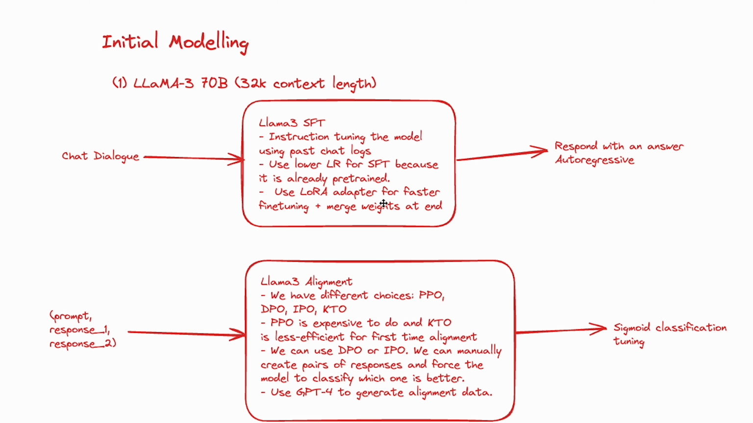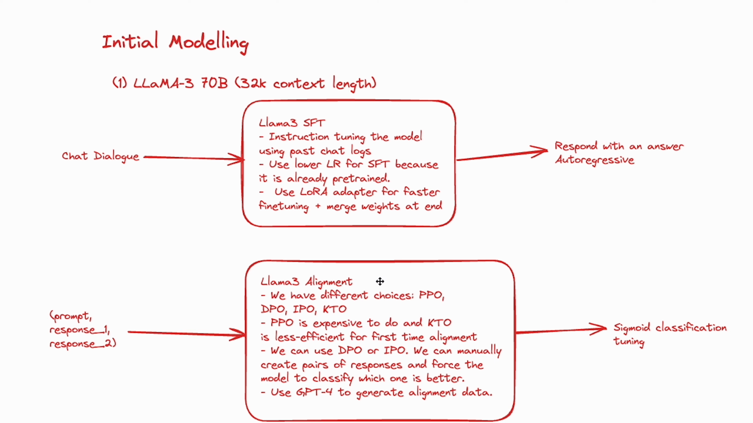Once we are done with SFT, we might also need to do alignment. Now, alignment is the process with which we make the model more aligned with human values so that it answers in appropriate language and has a certain level of humility. For alignment, there are various different algorithms with which we can align our model. For example, PPO, which is proximal policy optimization, DPO, which is direct preference optimization, IPO, which is identity preference optimization, and KTO, which is Kahneman-Tversky optimization.